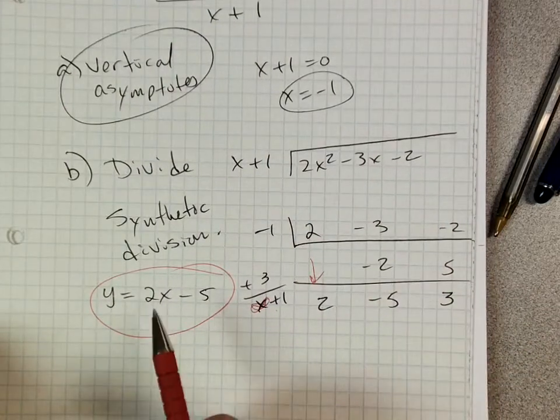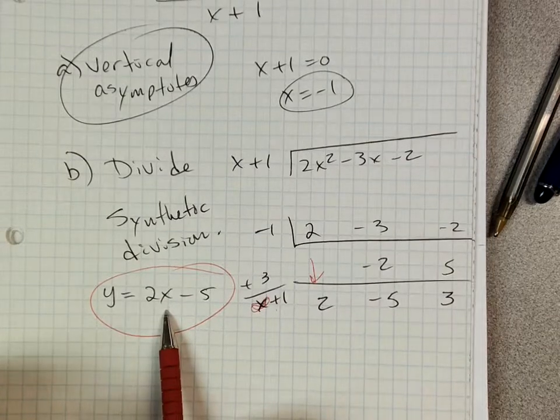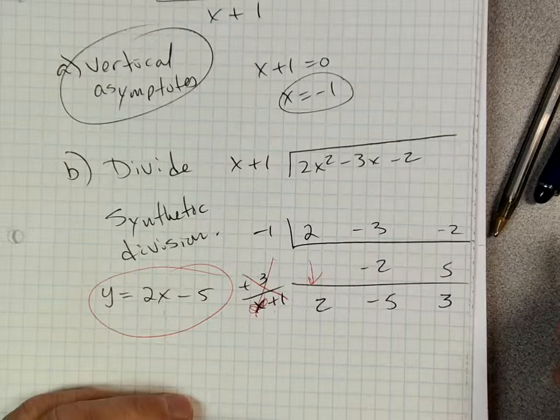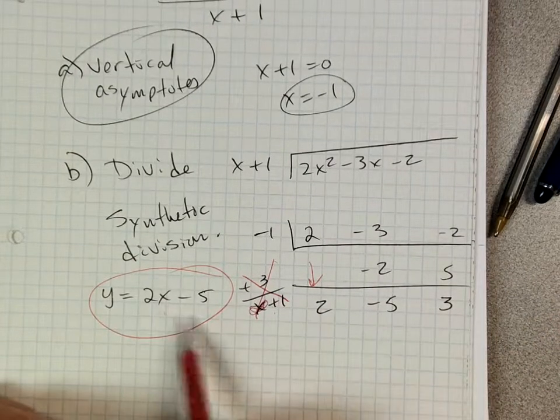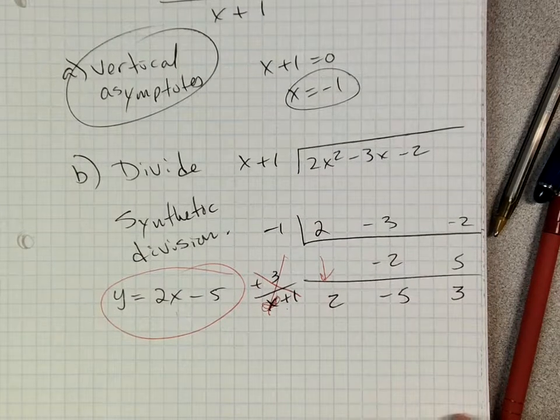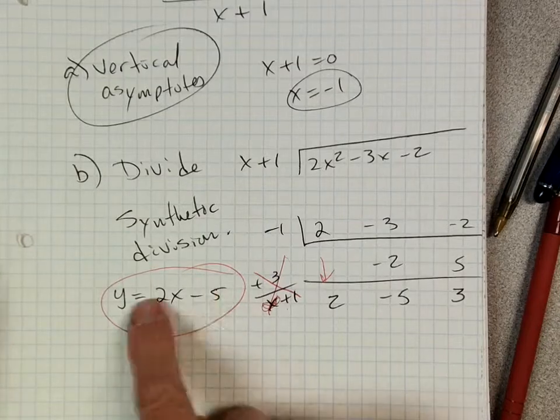So anyway, this is my slant asymptote, okay? You don't use the remainder. Don't use the remainder. We only need the 2x minus 5. Okay? Alright, moving on. Why do I need this slant asymptote? Why do I need this?